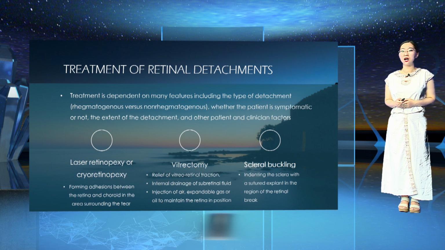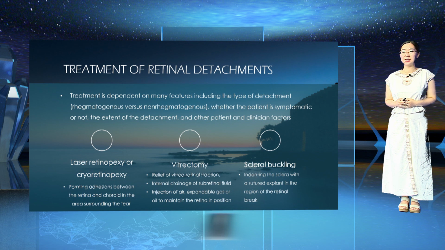Treatment is dependent on many features, including the type of detachment, whether the patient is symptomatic or not, the extent of the detachment, and other patient and clinical factors. For small RD, the goal of treatment is to prevent the detachment from spreading. This is achieved by forming adhesions between the retina and choroid in the area surrounding the tear using laser retinopexy or cryopexy. Large RD requires surgical treatment with the goal of reattachment of the retina.